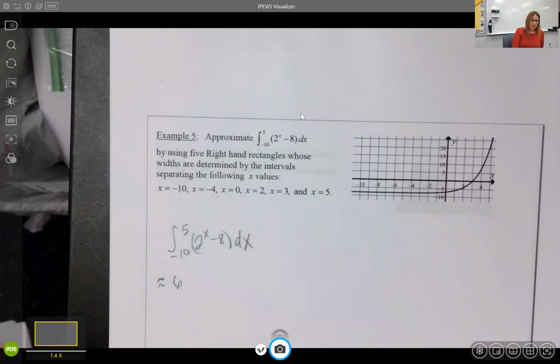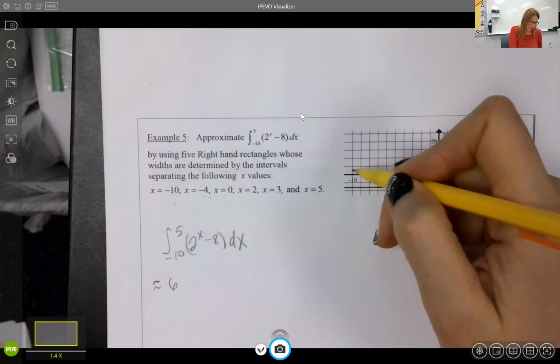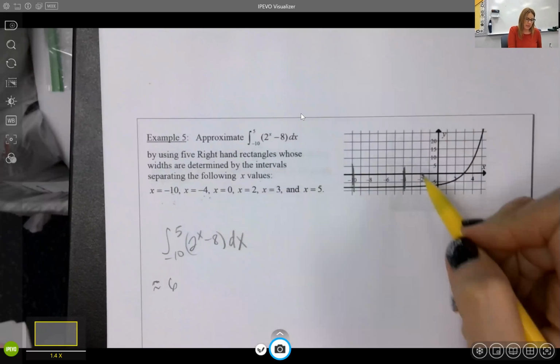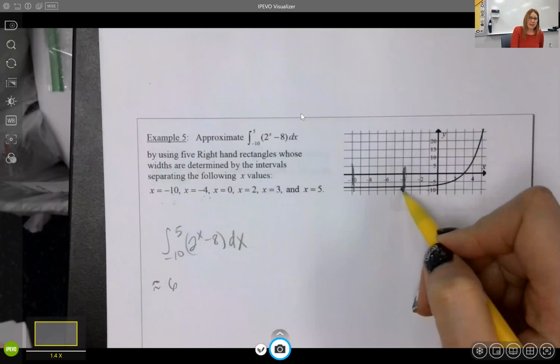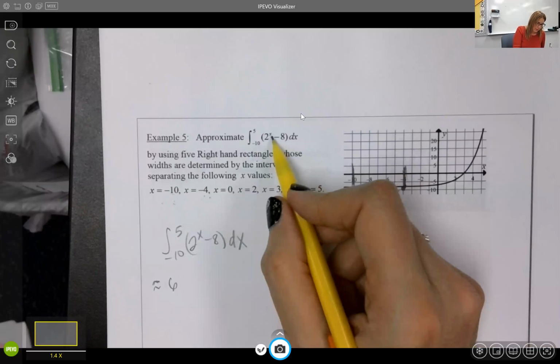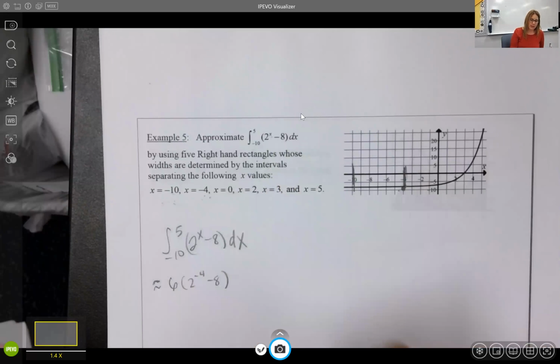Okay. And this actually is telling us to use a right hand. So right hand means that of that interval, so I've got a -10 and a -4. That value is going to be the -4 value because that's on the right side. So I'm going to plug a -4 into my graph. So we get 2 to the -4 minus 8. So that's going to be the first rectangle.